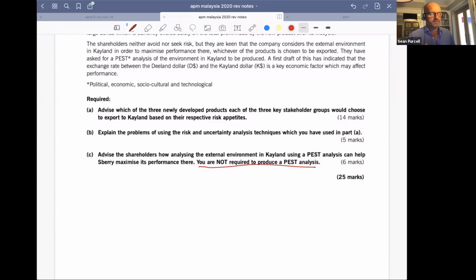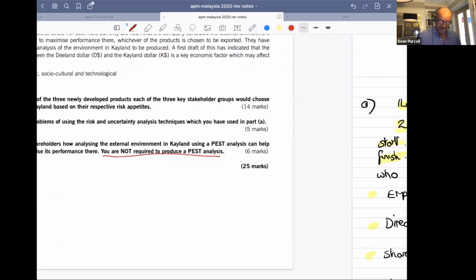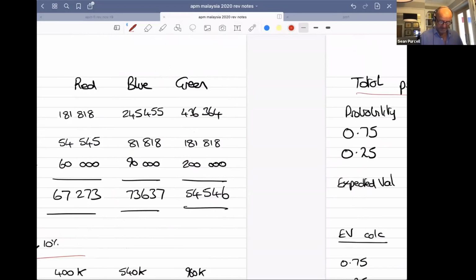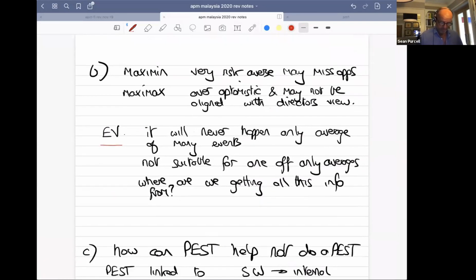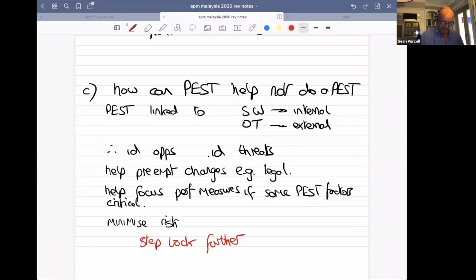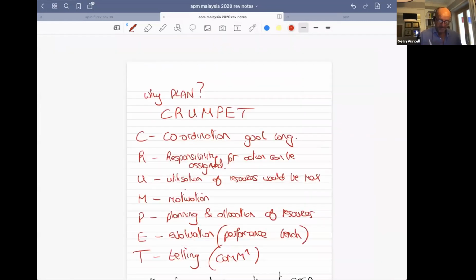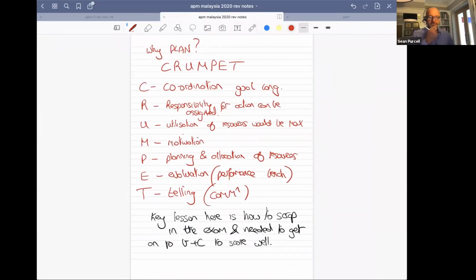Why do external analysis? It helps. Again, I'd bring Crumpet back into the equation. I'd be thinking about coordination, and step back further. If you want to know why do I plan: coordination, responsibility for actions can be assigned, utilization of resources can be maximized. We are able to motivate people with a plan. So doing environmental analysis helps planning.